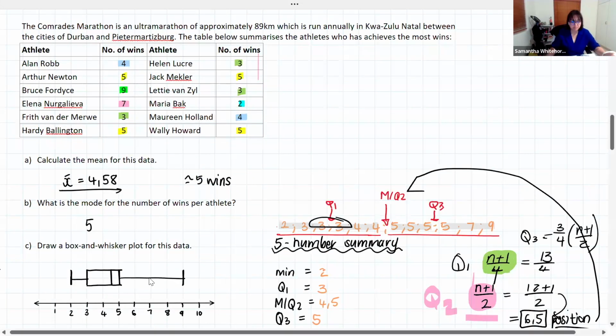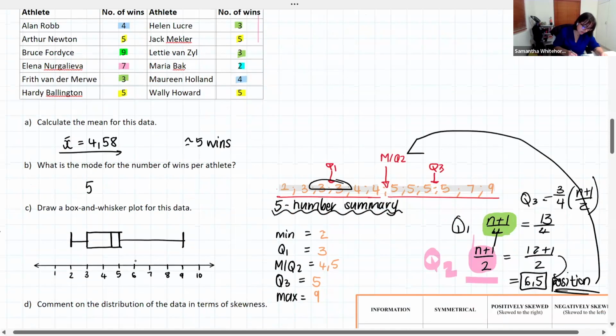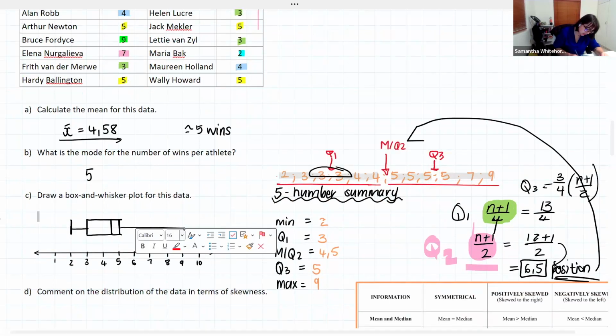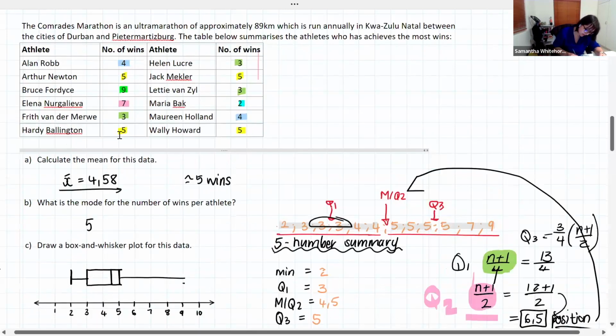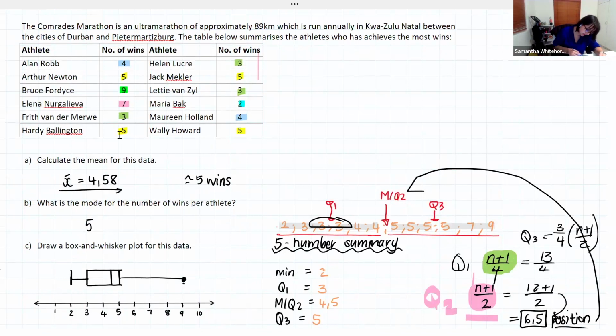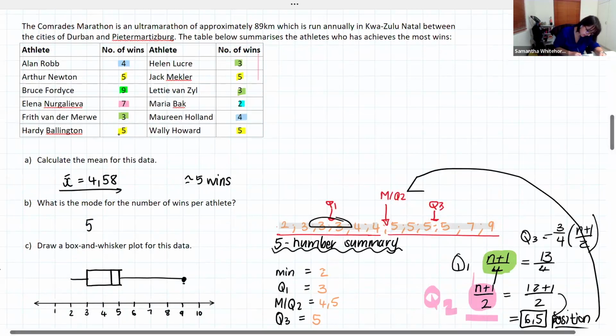Minimum to Q1, another whisker. Some people draw the ends of the whiskers with a dot. Pick one. Either use a dot or a line. Again, I don't care. It's the same thing. I don't use dots. I use lines, but if you use dots, absolutely fine.